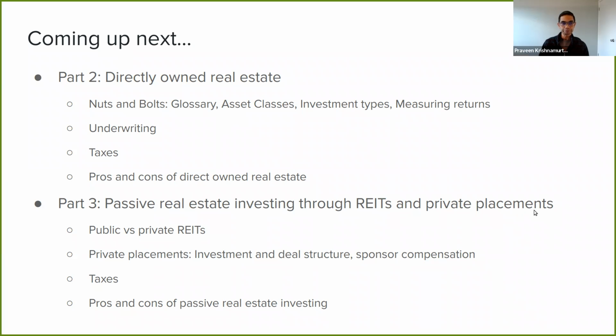In part 3, we'll be looking at passive real estate investing through REITs and public and private placements. And again, the same questions there. How does it work? What is the deal structure? How is the person managing my investment compensated? Some of the tax ramifications of passive real estate. And again, pros and cons. Is this for me? Do these pros work for me, or do I want to look at other options for real estate investing? So we'll cover this.